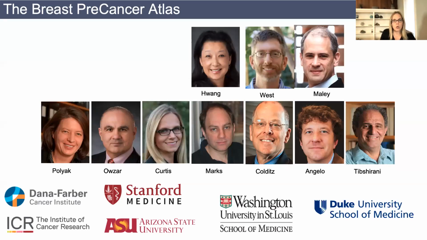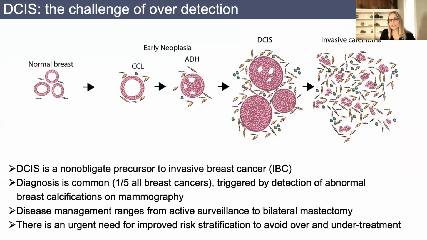And really the goals of our PCA are to understand how a ductal carcinoma, which is this non-obligate precursor, progresses to invasion. And it's worth pointing out that DCIS is a quite common diagnosis. It accounts for about 1/5 of all breast cancers, or 60,000 unique cases annually in the US alone.